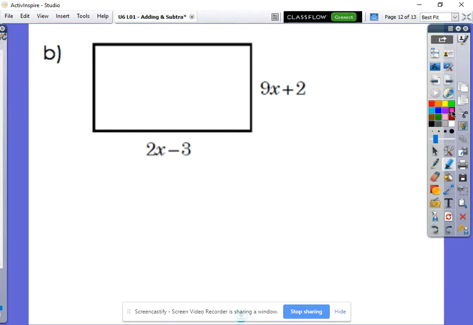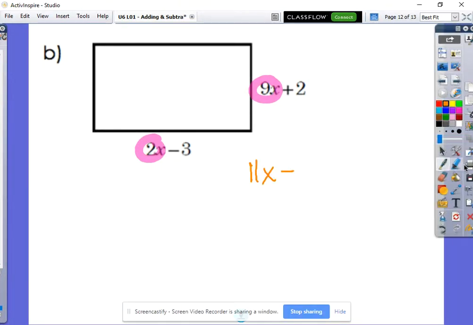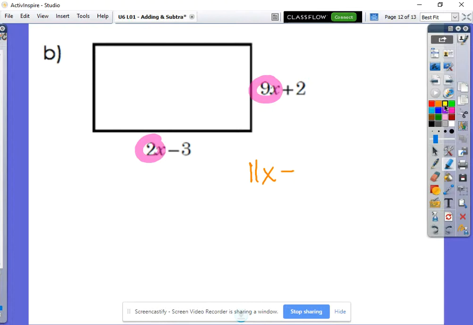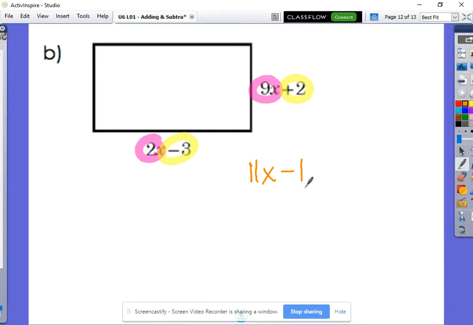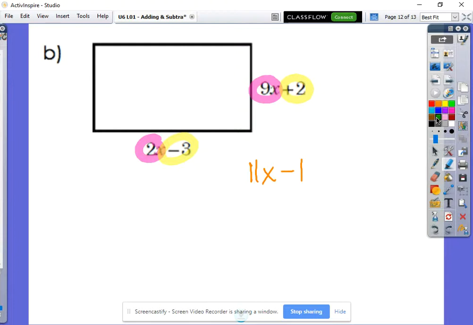The mistake that people often make is they go, okay, awesome, 2x plus 9x gives me 11x, and then the plus 2 and the negative 3, if I add those together, that gives me negative 1. So the issue here is that they're only adding together these two sides. The question is, well, what about the other two sides? Why are those being left out?